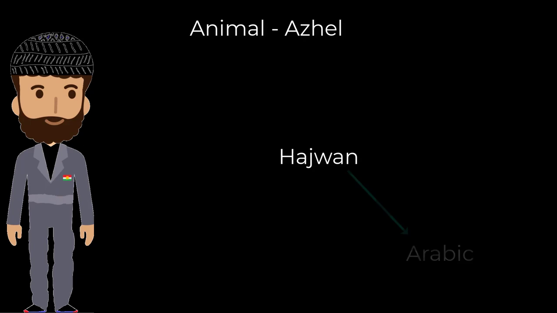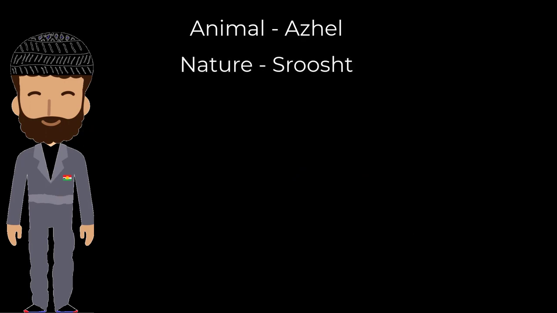Now, let's go over to today's words. Let's read them from the first to the last one. Animal, ajal. Now, some Kurds use the word hayvan. However, hayvan is the Arabic word for animal. And on the channel, we are only learning the Kurdish words. So let's forget about hayvan. Don't learn that. And if you are using that word today, try to change that to the Kurdish word, which is ajal. Animal, ajal. Nature, srusht.